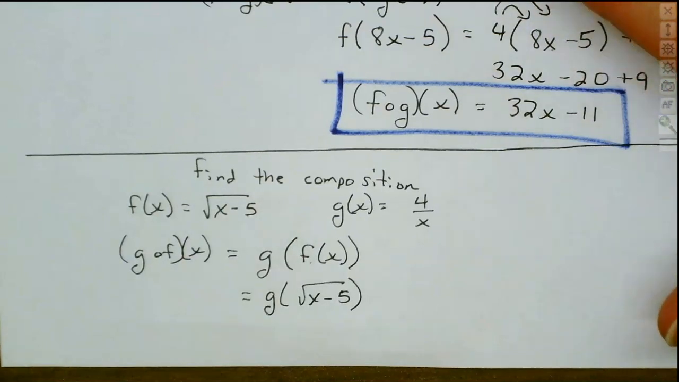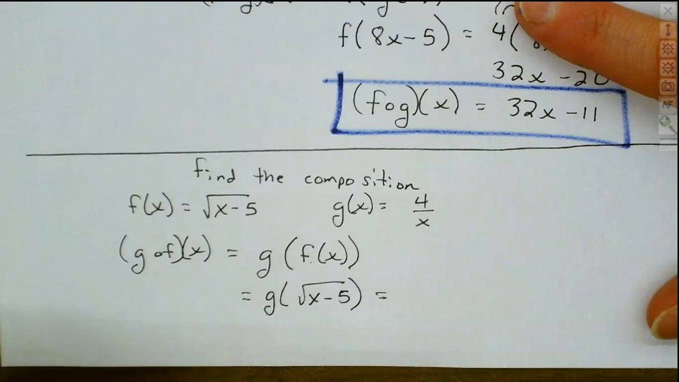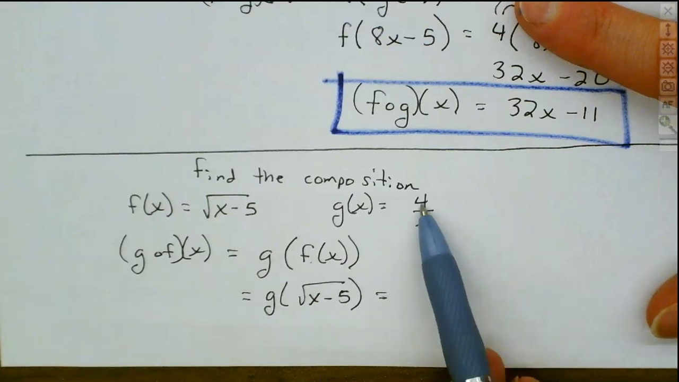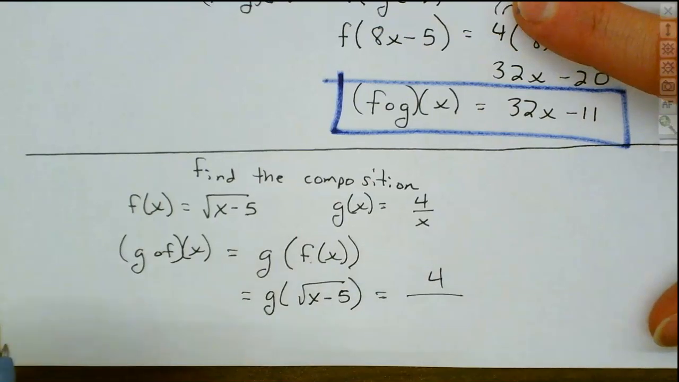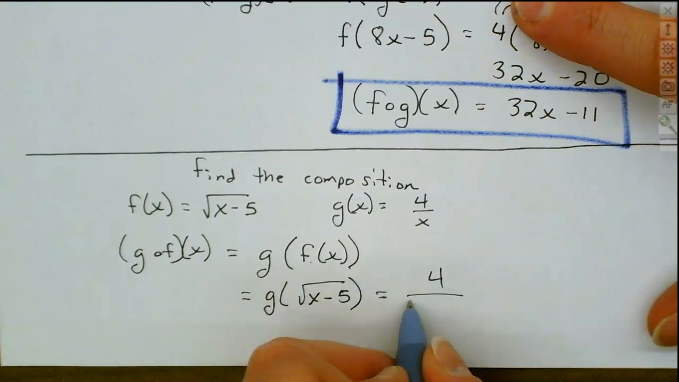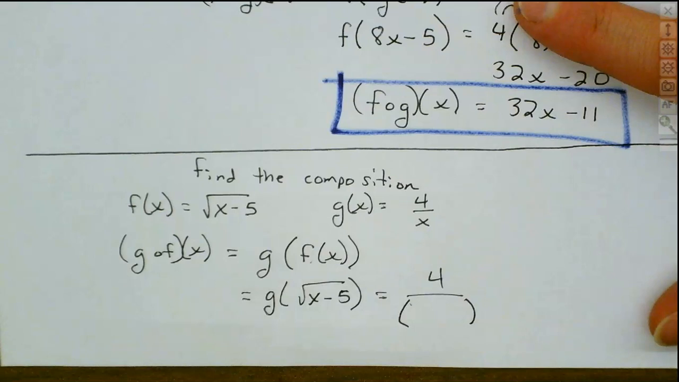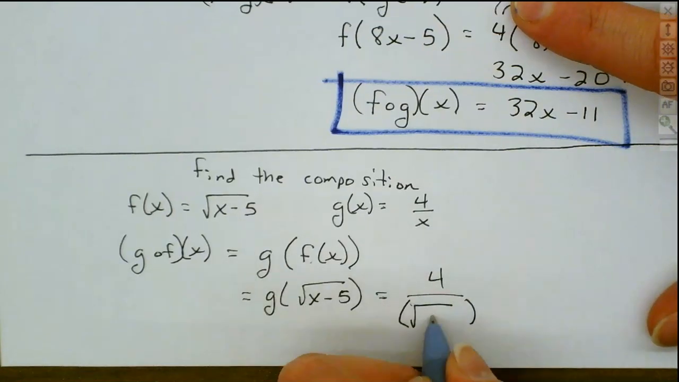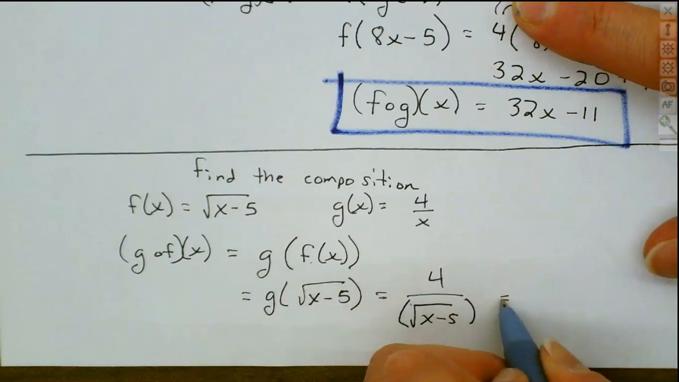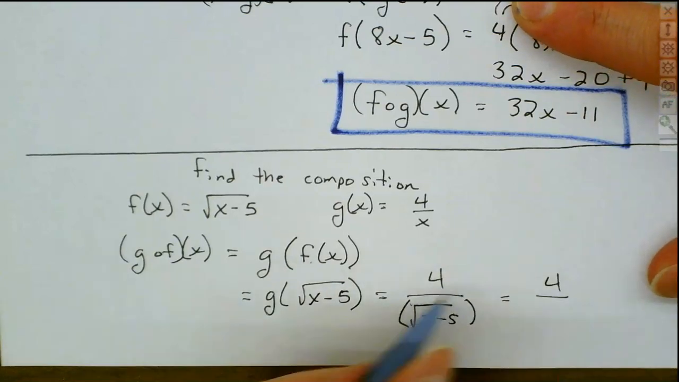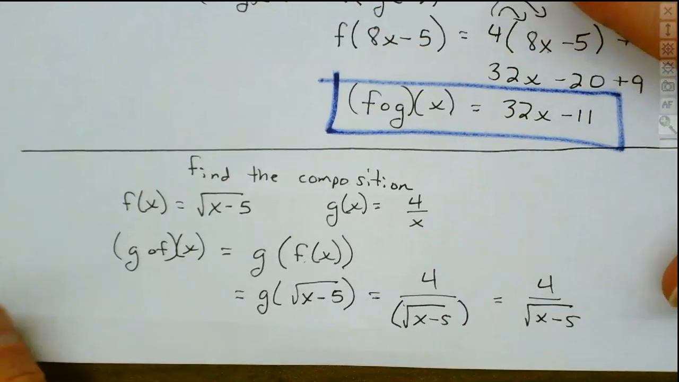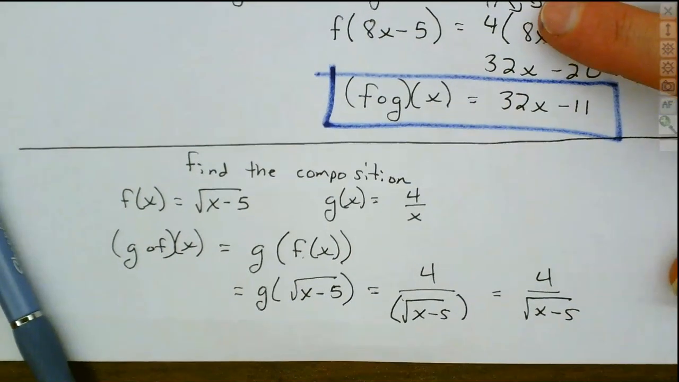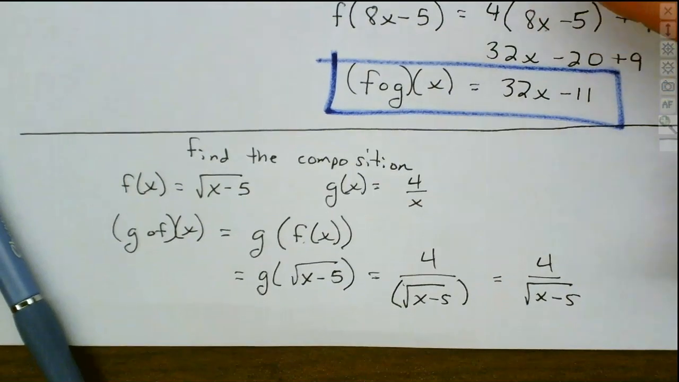Now, what does my g function look like? My g function is 4 over x. So that's 4 over, and we can use parentheses here if we need to. And what's going to go inside of our parentheses? See how it matches up? That's the square root of x minus 5. And we're going to rewrite this then as 4 over the square root of x minus 5. I'm not going to make you rationalize. You can leave it just as it is.